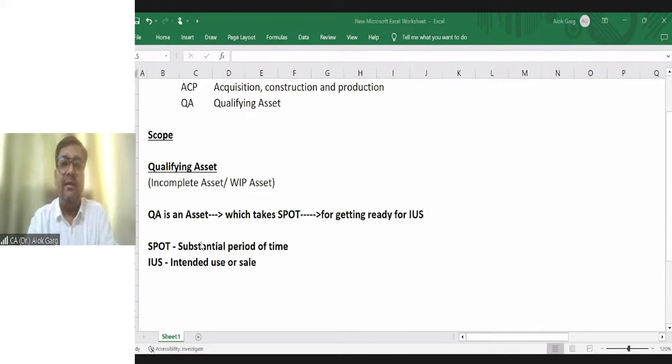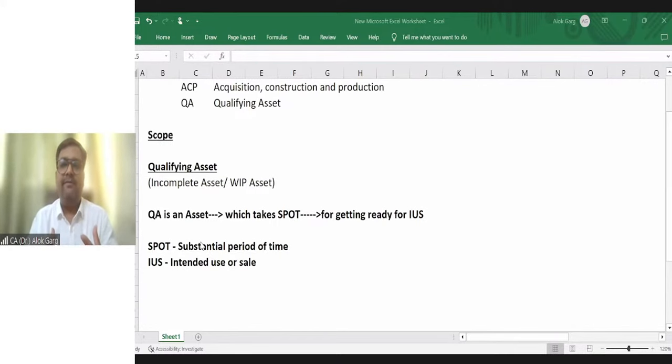Sir, if we are renovating, basically you are renovating an existing asset. You had already, or you have bought, an under construction property which is in a very bad condition. Now you are renovating, you are modifying, and it will take a substantial period of time. In that case, this Ind AS 23 is applicable if you have taken a borrowing, right?